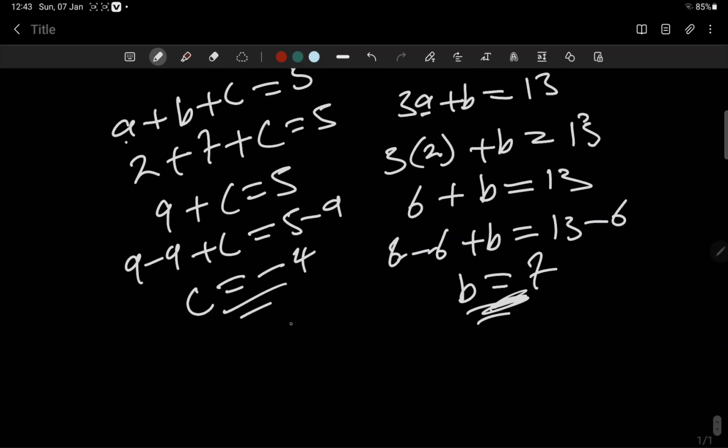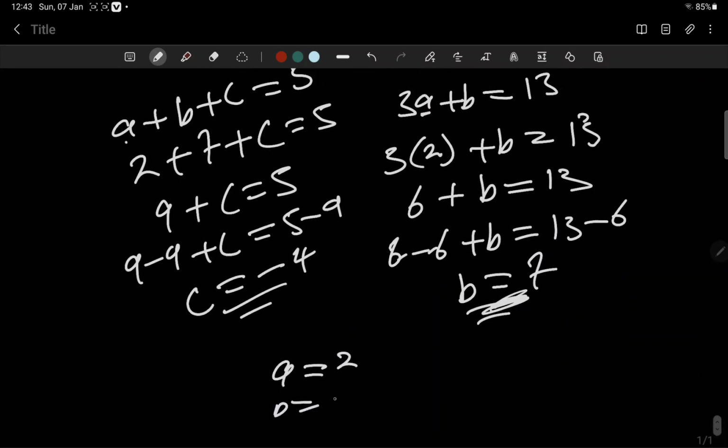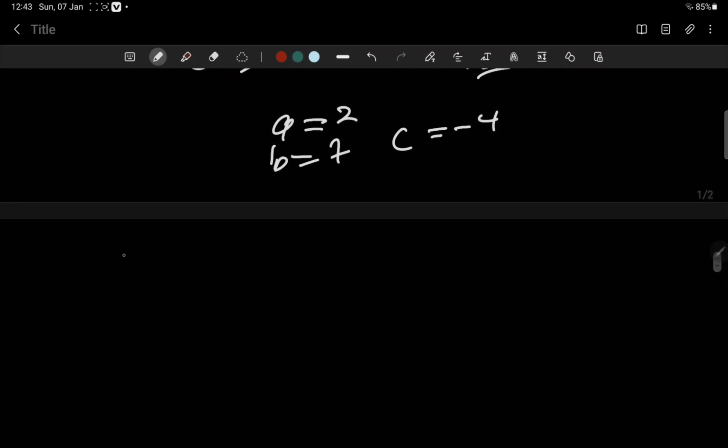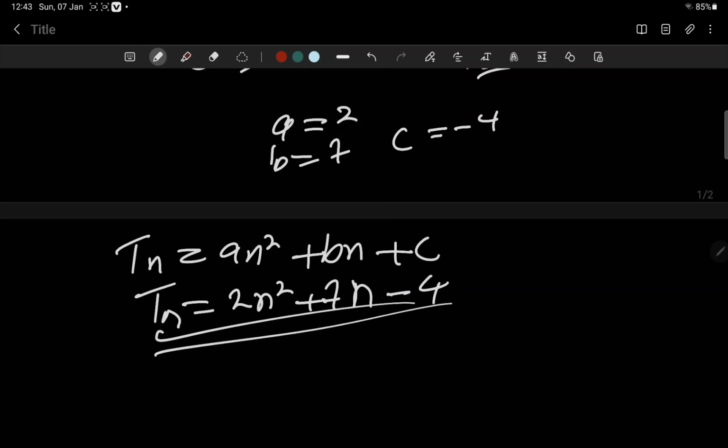Therefore we have everything: a is 2, b is 7, c is negative 4. Now let's write the equation. Tn equals an squared plus bn plus c. For a, 2, then b, 7, then c is negative 4. So this is the general term of that sequence.